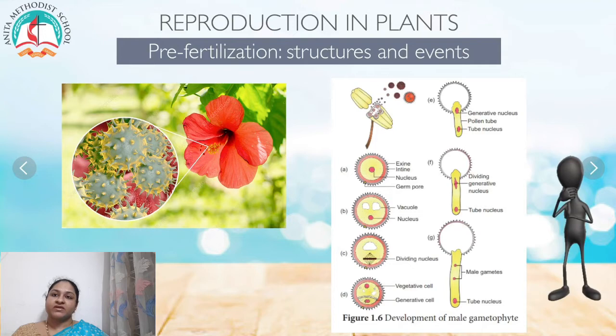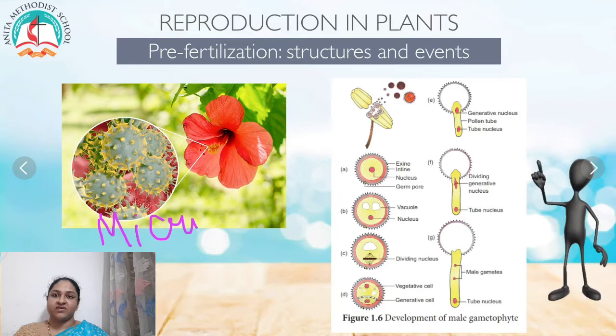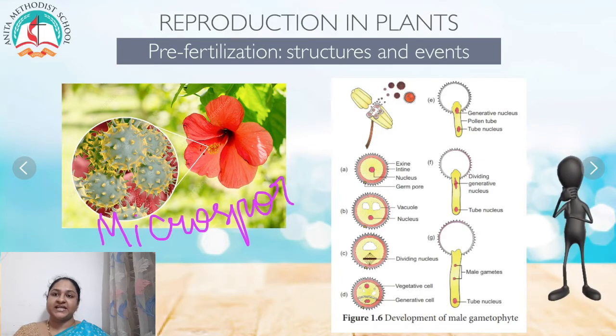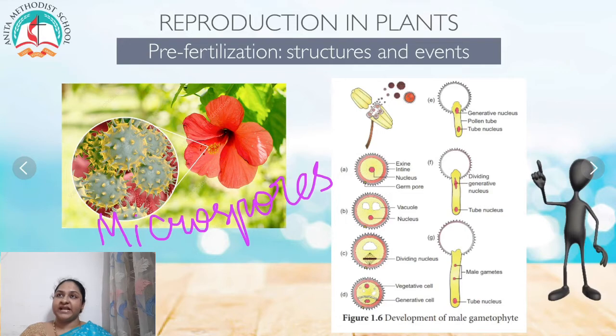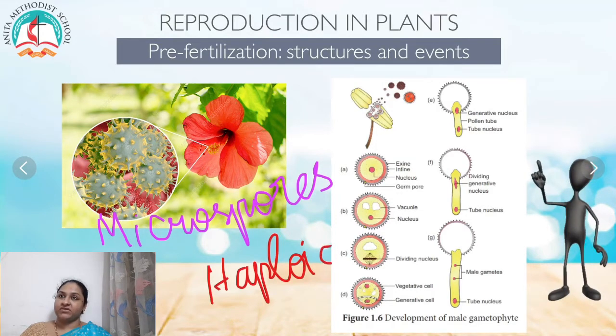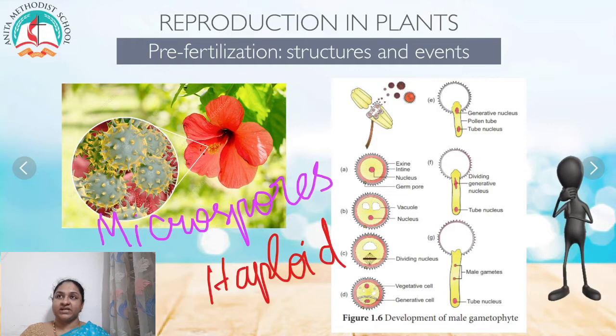In the development of the male gametophyte, the microspore is the first cell of the male gametophyte and it is haploid. Haploid is the name given to a cell which contains only one set of chromosomes, that is, from a single parent. The development of the male gametophyte takes place while they are still in the microsporangium. The nucleus of the microspore divides mitotically to form a vegetative and a generative nucleus.